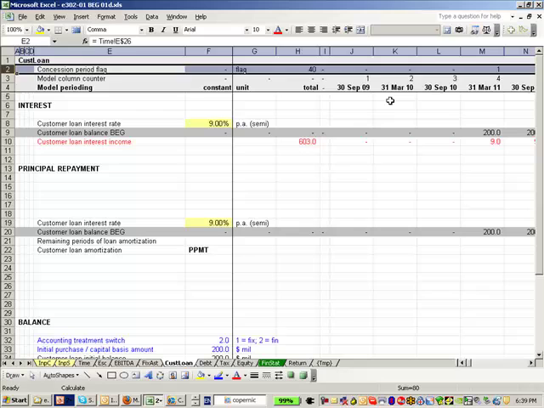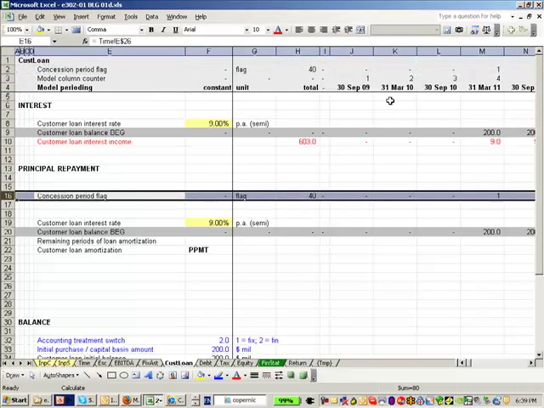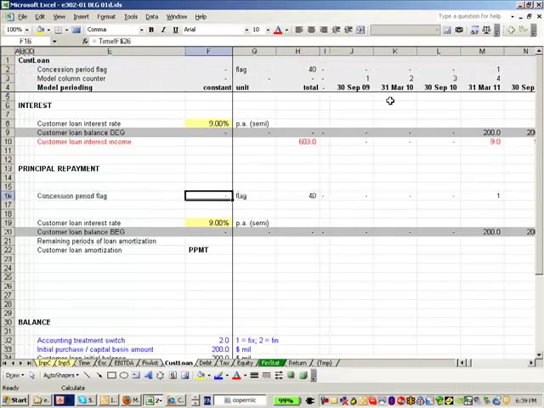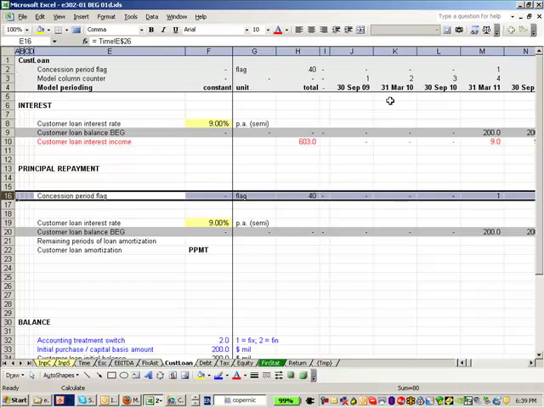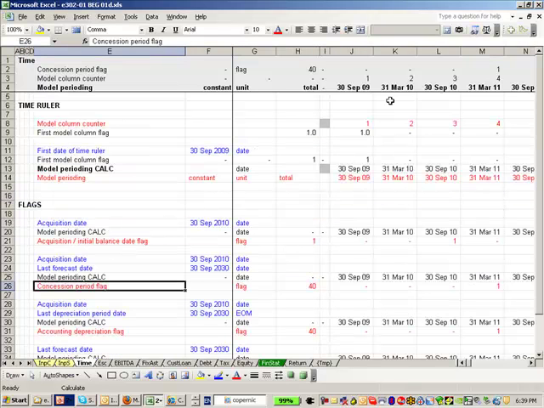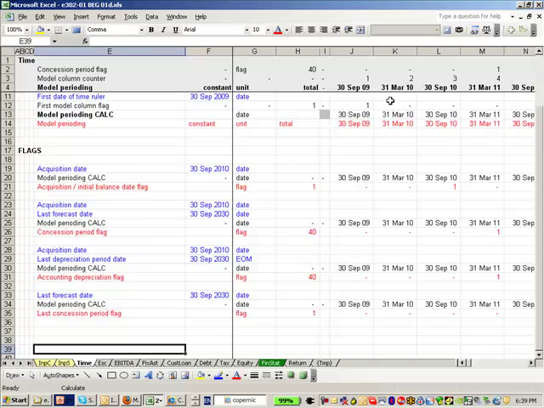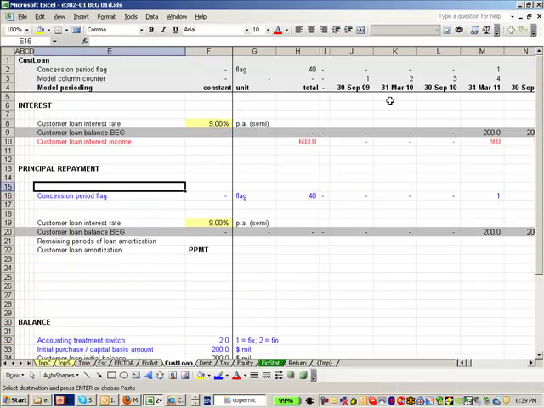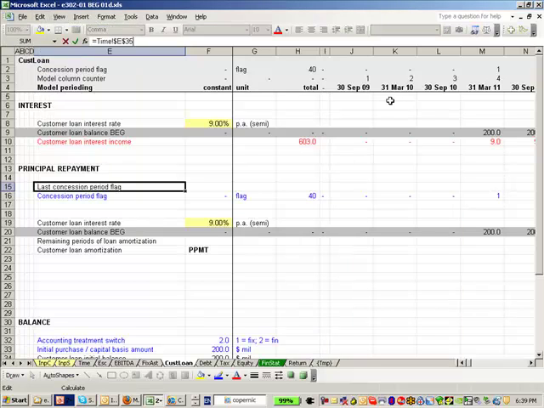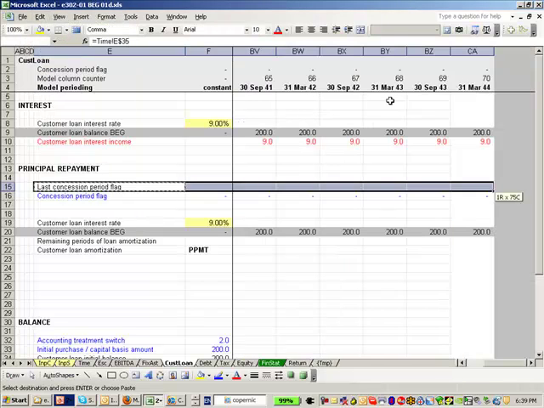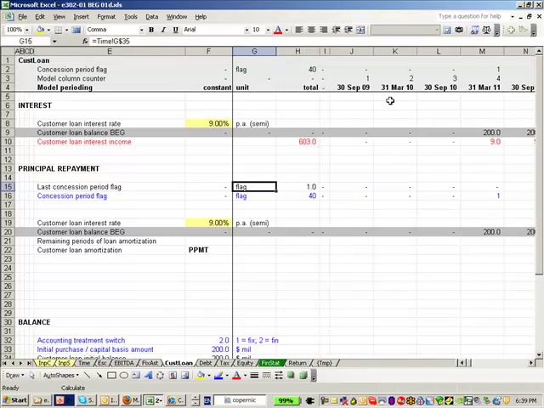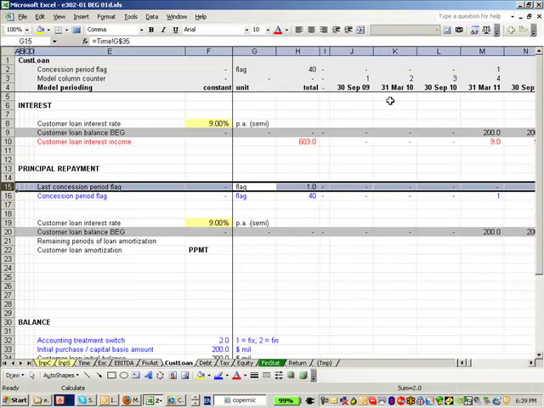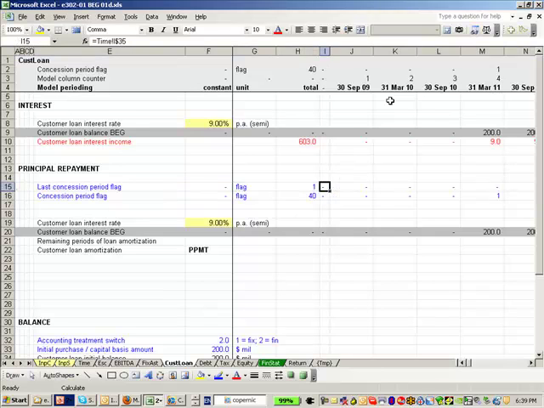We've got a concession period flag up here we use. And I really should hop back and do a proper job of this. So let me go ahead and take a look at this last concession flag and use that to bootstrap myself up with this remaining period calculation. So here I've just brought in that flag, which is a 1 in the last concession period.